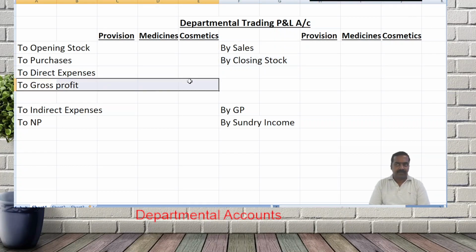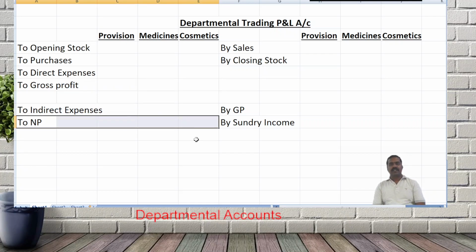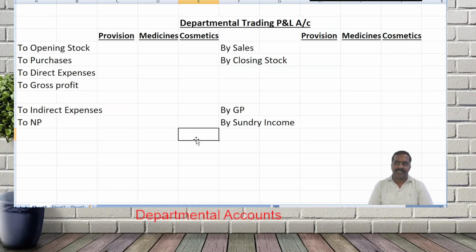You will get which one? Gross profit. Then you will charge all the indirect expenses and you will get which one? Net profit. What is there to learn in this? Normal final accounts, single column. Departmental accounts, multiple columns. The same departmental accounts can be prepared for a multi-specialty hospital also.